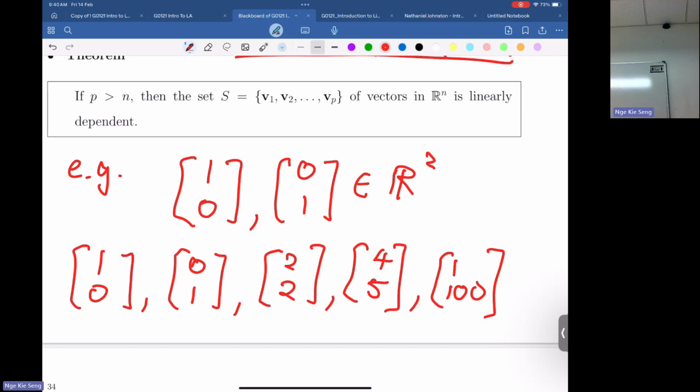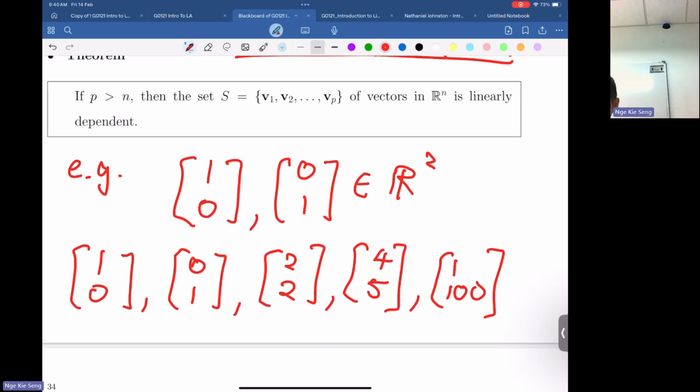For example, I already showed you (4, 5). How to make it? Maybe 2 times (2, 0) plus (0, 1). Or you can make up (4, 5) using 4 times (1, 0) and 5 times (0, 1). There are actually more than one way to build it, not just one way. (1, 0) could be easy, just use this one and this one. So there might be more than one linearly dependent relation here.